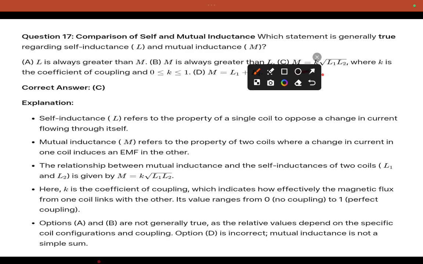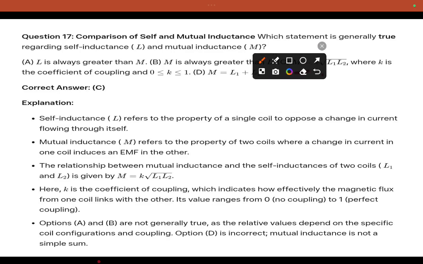Self-inductance refers to the property of a single coil to oppose a change in current flowing through itself. Mutual inductance refers to the property of two coils where a change in current in one coil induces an EMF in the other. The relationship between them is M equals K into root L1 L2. Here K is the coefficient of coupling, which indicates how effectively magnetic flux from one coil links with the other. Its value ranges from 0 to 1.